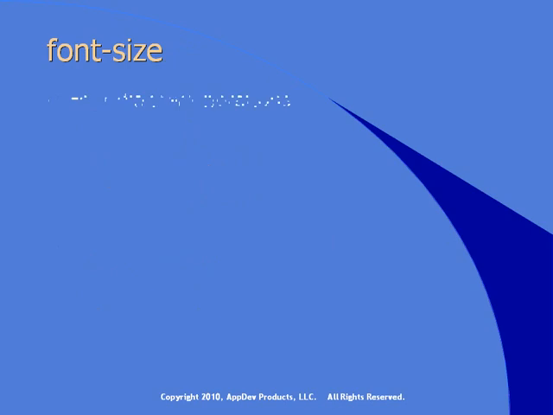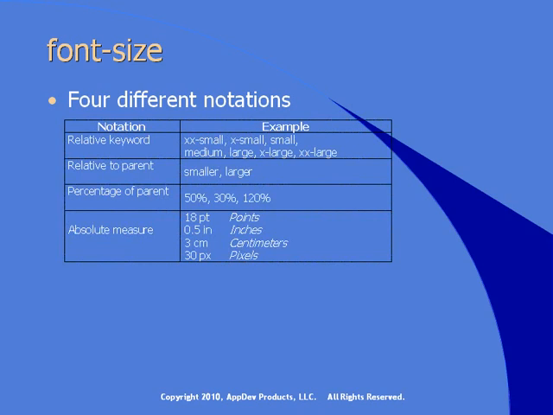Font size gives you 4 different ways, 4 different notations, to specify the size. You can choose a relative keyword, like extra extra small, small, medium, large, and extra large, and those are defined by the browser. You can specify something that's relative to the parent, like smaller or larger. That actually means smaller or larger than you would have been if you hadn't specified a font size.